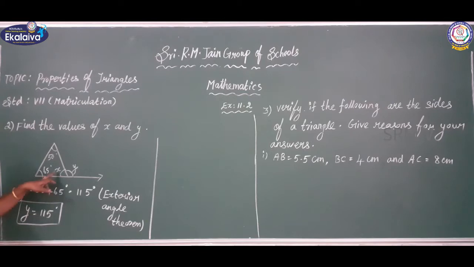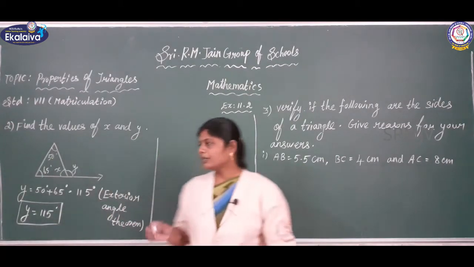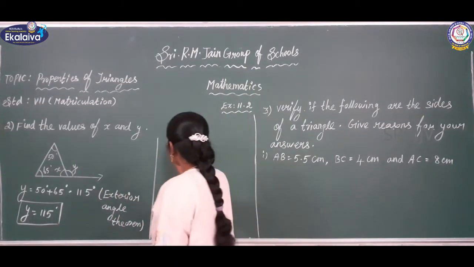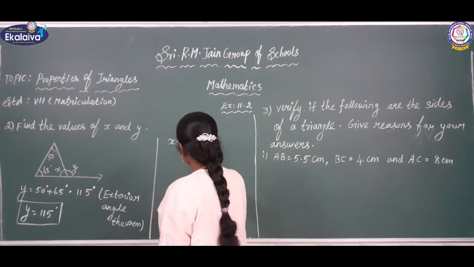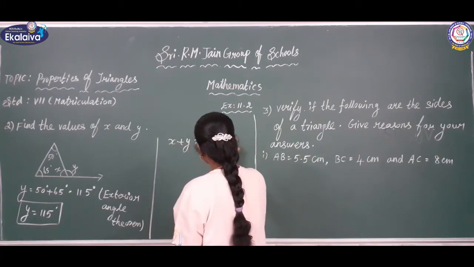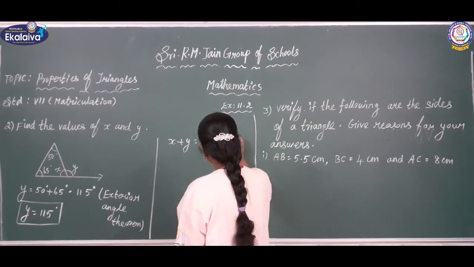Next, the x value we need to find out. We have to use the angle sum property or else the linear pair also we can use. Okay, because one ray is passing through the straight line, so we can use the linear pair concept also. Okay, so x plus y equal to 180 because of the linear pair.